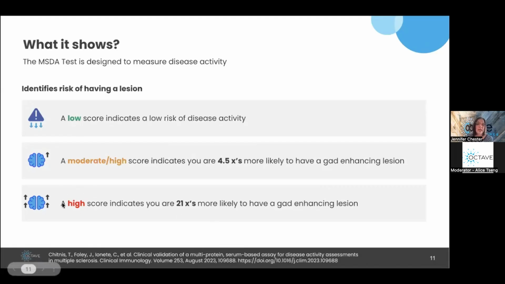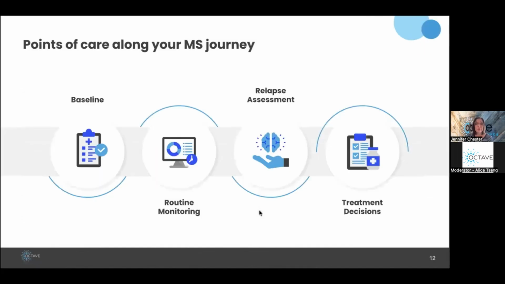If you score in the high range only, that indicates that you are 21 times more likely to have a GAD-enhancing lesion. So that's pretty significant. So if you're in that high range, that is something to definitely have a conversation with your clinician about.